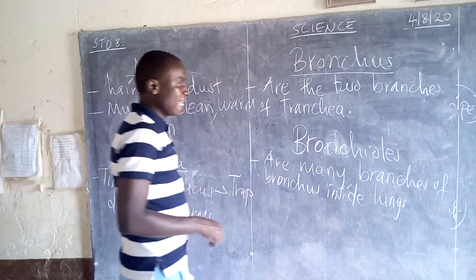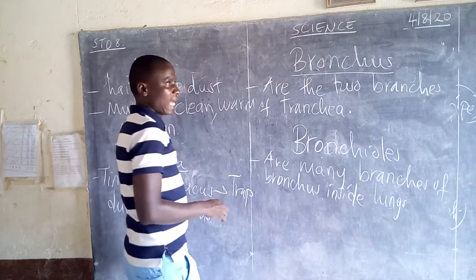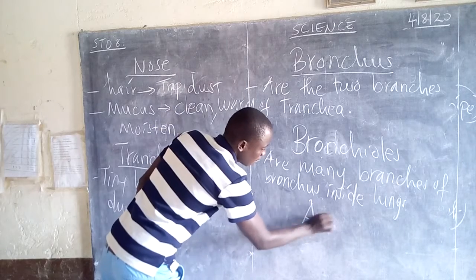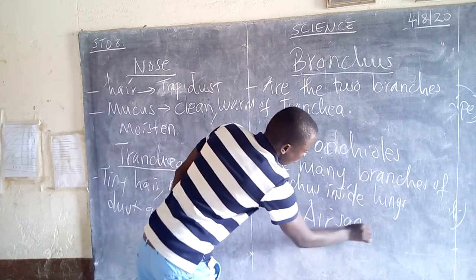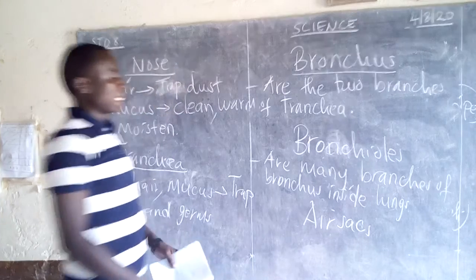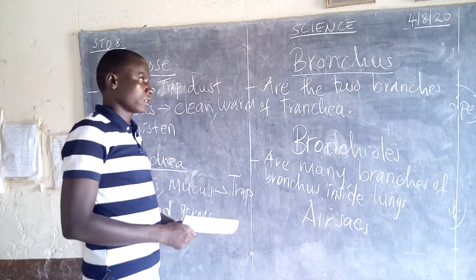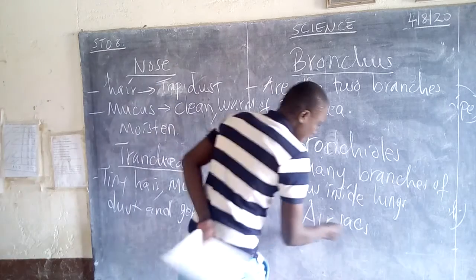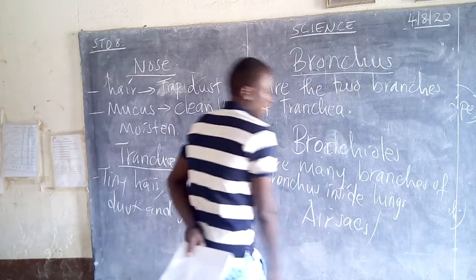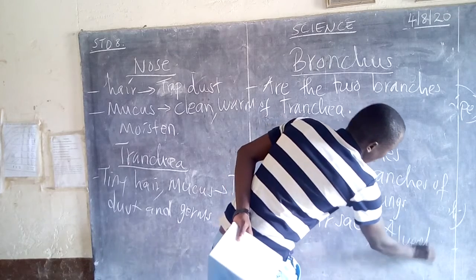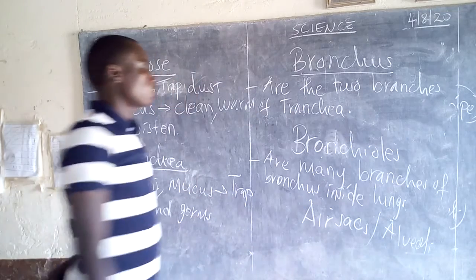Then at the end of bronchioles, we have what we call air sacs. Air sacs are located immediately at the end of the bronchioles. So at the end of the bronchioles we have the air sacs. What is the name of air sacs? Air sacs are also known as what? Alveoli.